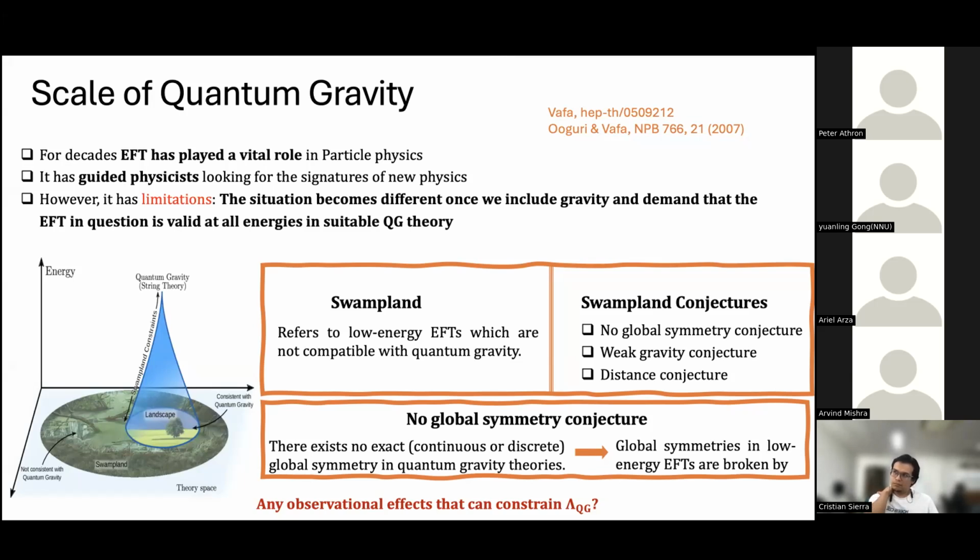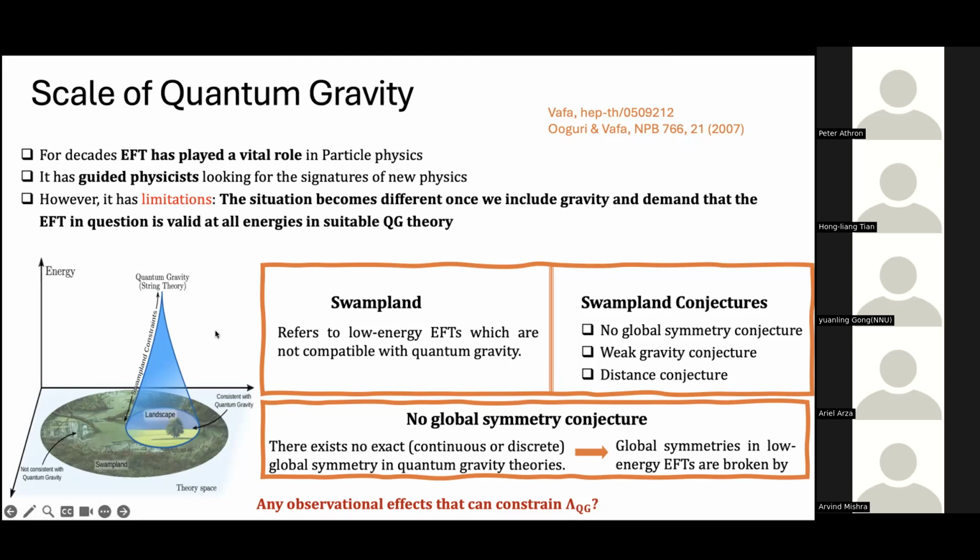Now, with this in mind, string theorists developed the idea of the swampland, which refers to all the low energy EFTs which are not compatible with quantum gravity. Following this, they developed swampland conjectures. These are some of the well-known conjectures. The first one is the no global symmetry conjecture. Then we have the weak gravity conjecture and the distance conjecture. But let me tell you that I'm not a string theorist and I do not know this in very much detail.